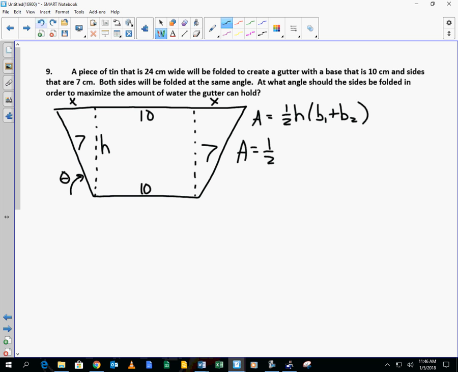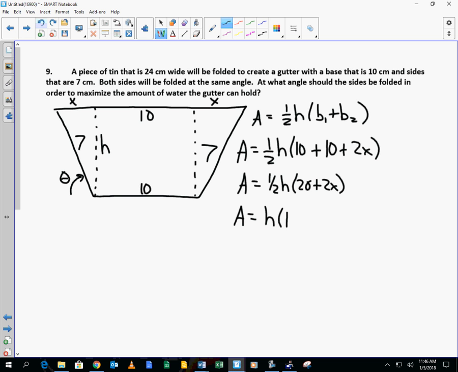Do we know the height? No. What's base 1? 10. What's base 2? 10 plus 2x. So really I have area equal to 1/2 times the height times (20 plus 2x). I could multiply by the 1/2. I get area equal to h times (10 plus x). Good with that?